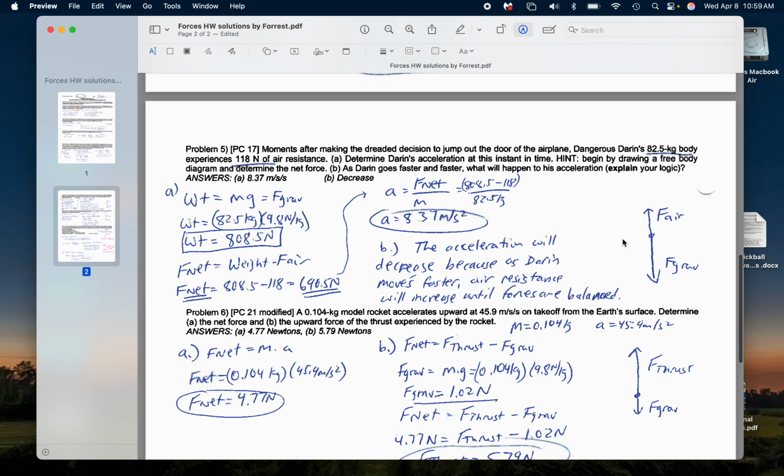Okay. For problem 5 here, which is PC 17, so this is someone skydiving.